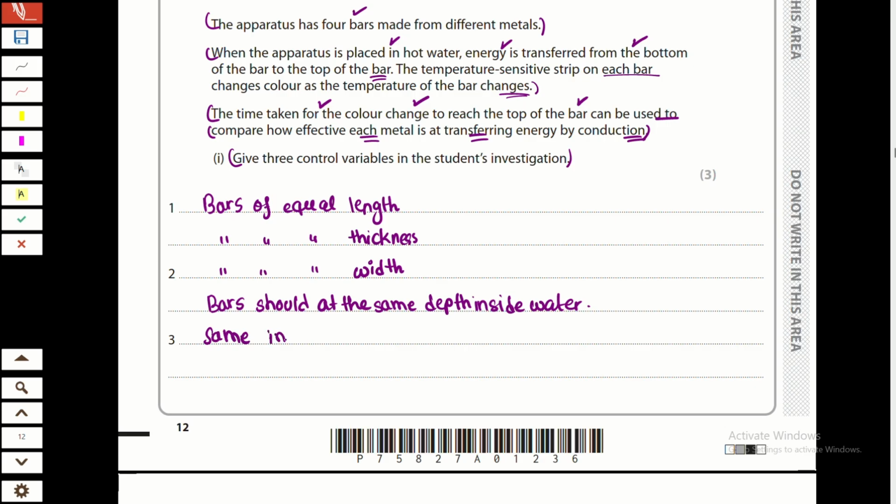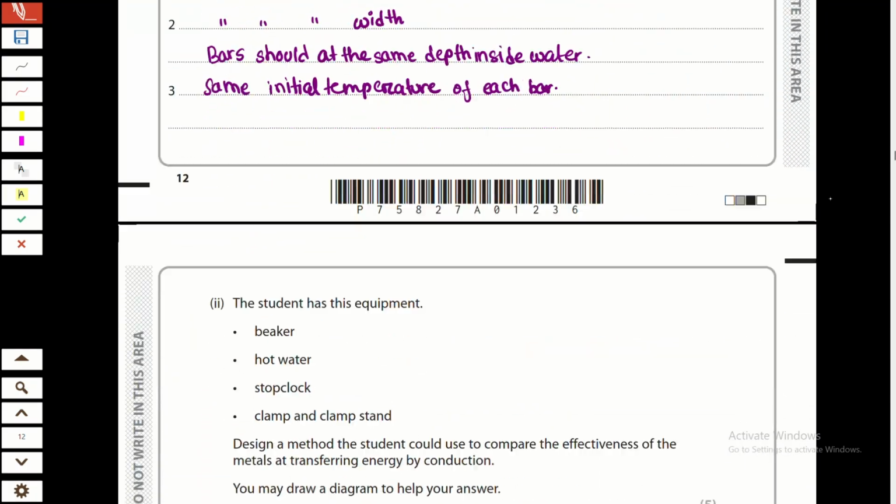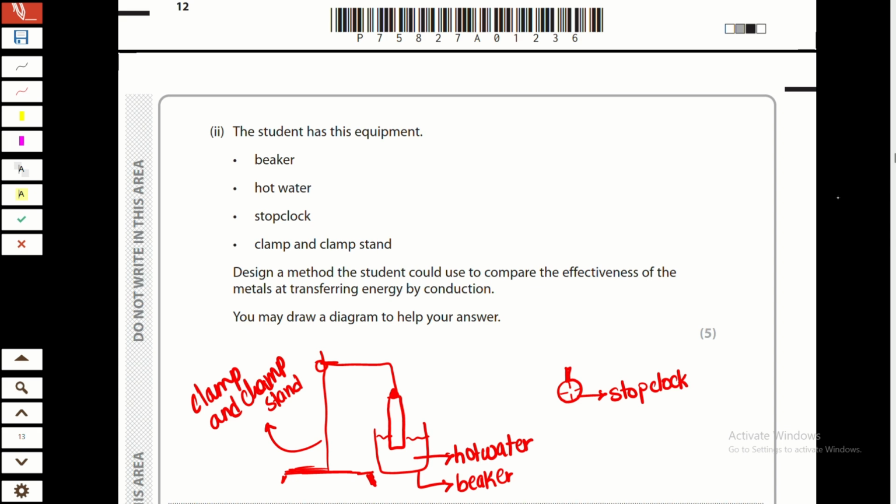Finally, same initial temperature of each bar. Okay, so that was the answer for A1.